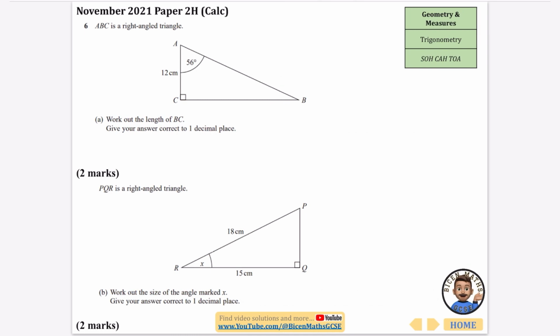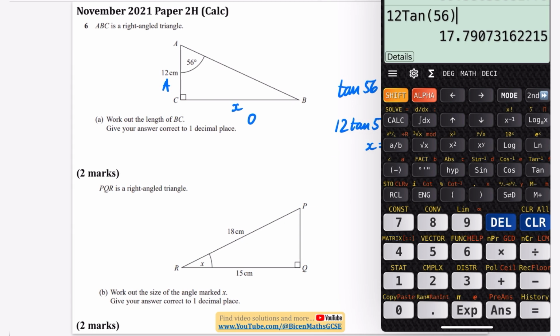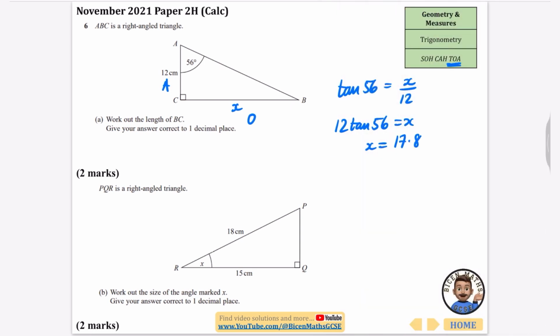Okay, here we are going to work out the length of BC. So we're going to label that, that is BC. And relative to this 56 that we've got here, this is going to be adjacent and this is going to be opposite, which means we're going to use tan. So the tan of 56 is equal to the opposite over the adjacent. I'm going to multiply by the 12 so that x is 12 tan 56. So I shall type 12 tan 56 into the calculator and I get 17.8 to 1 decimal place. So that is 17.8 centimetres.